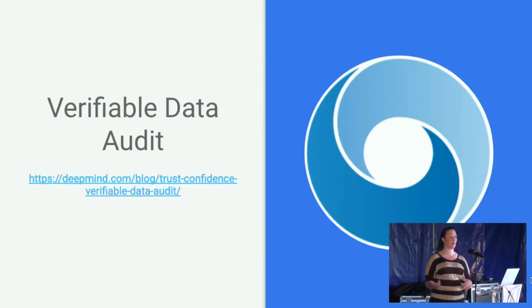So DeepMind are going to be using Trillian to keep a sort of verifiable log of all the data accesses that they have. So then if someone does access the data in a way that they shouldn't, at least they'll know, because they can't go back and tamper with the access log.